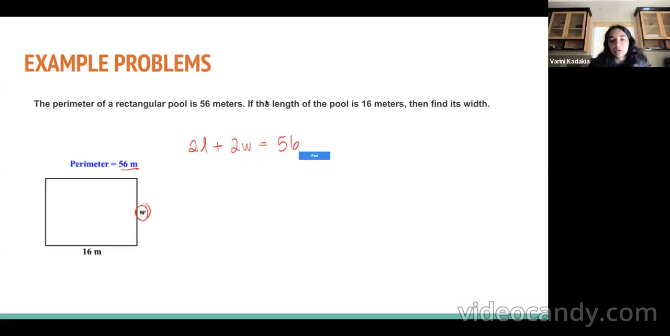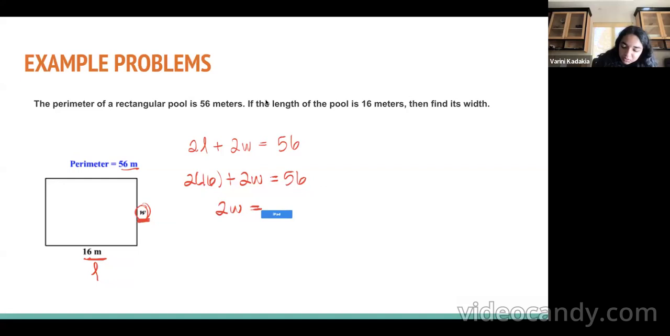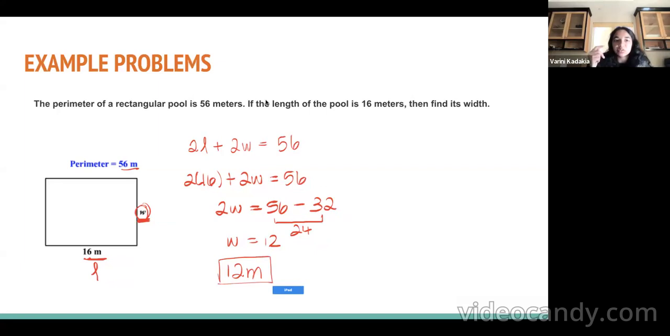Because we're given the perimeter. So we're given one of the side lengths, 16. So let's say this is the length. So we're going to have 2 times 16 plus 2 times W equals 56. And we need to find W. So let's solve the equation for W. We get 2W equals 56 minus 16 times 2, which is 32. So then we get W equals, well, this gives us 24, so it'd be 24 divided by 2, which is 12. And don't forget to add the meters. 12 meters. That's how you do it.